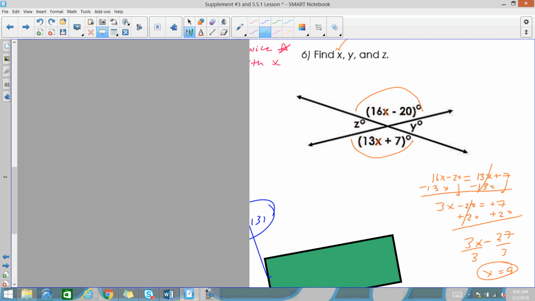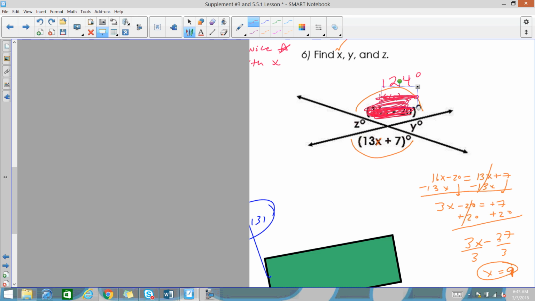But just knowing that it's 9 doesn't help me. Using that 9 and putting it back into my problem, that is going to help me. So I'm going to take 16 times 9 minus 20. I put that in my calculator, and I'm going to figure out what that angle is going to be. 16 times 9 minus 20 is 124 degrees. So this equals 124 degrees. So now I'm just going to get rid of all this. I don't need to see what the variable was and all this stuff. All I care about is 124 degrees.